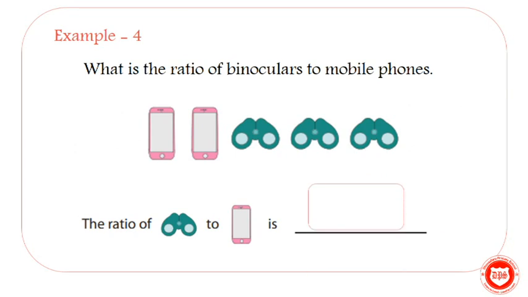Here is your fourth example. What is the ratio of binoculars to mobile phones? Now count the number of mobile phones and binoculars given here. Okay, the ratio of binoculars to mobile phones is 3:2.